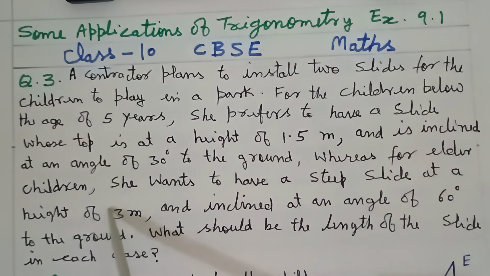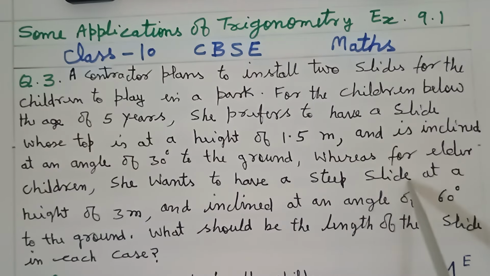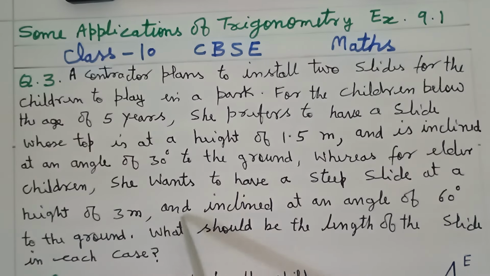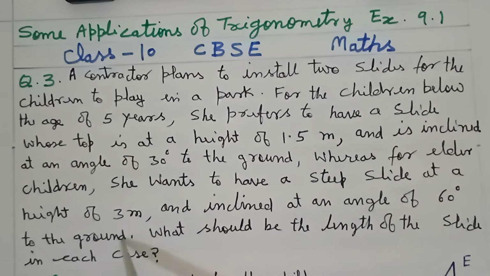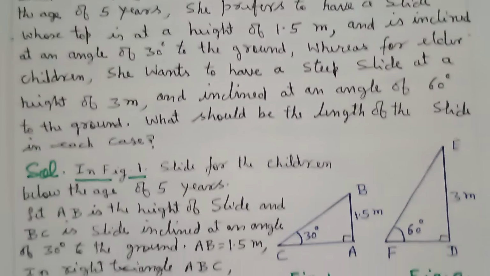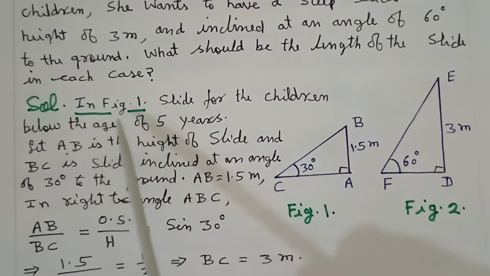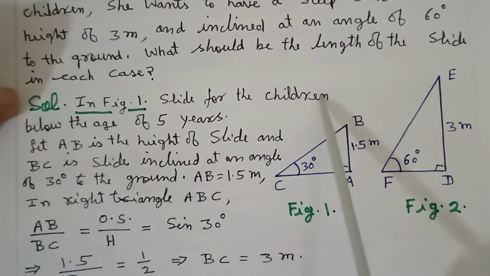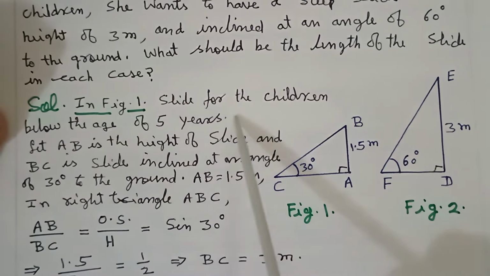Whereas for the elder children, she wants to have a steep slide at a height of 3 meter and inclined at an angle of 60 degree to the ground. What should be the length of the slide in each case? So solution, in figure 1, slide for the children below the age of 5 years.